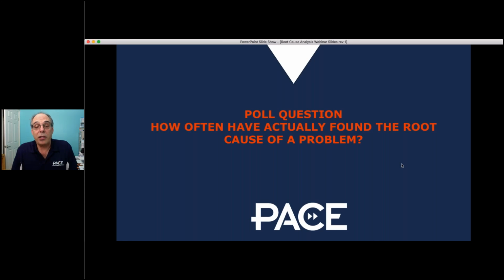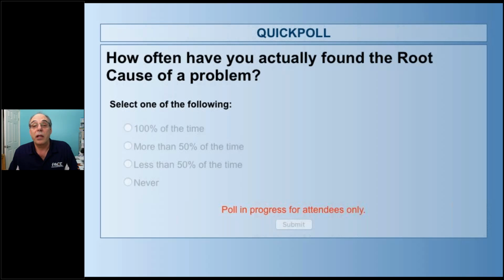We're going to do another quick poll, just to make sure you understand what a root cause is. How often do you think you've actually found the root cause of a problem? I'm going to open up another poll, and I'd like you to fill it in. How often have you found the root cause of a problem? 100% of the time? More than 50%? Less than 50%? Or you don't think you've ever really found the root cause? You can go ahead and answer that.